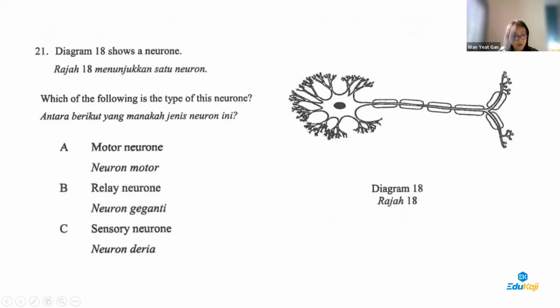Number 21. Diagram 18 shows a neuron. Which of the following is the type of this neuron? Okay, this is a motor neuron because the cell body is found at the end of the cell. Okay, this is the nucleus.